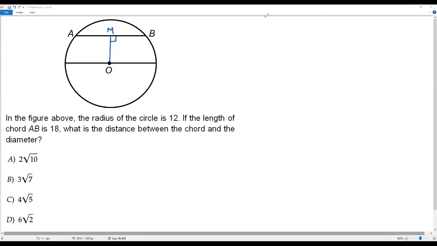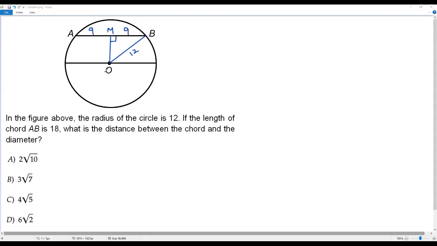Okay, now I'm going to connect the center O and the point B on the circle. Then OB represents the radius of the circle. The question says the radius of the circle is 12, so the length of OB is 12. Whenever I draw a perpendicular line segment from the center of the circle to any chord inside the circle, the perpendicular line segment will bisect the chord. That is, the perpendicular line segment OM will divide the length of the chord AB into two equal parts. We know that the length of the chord AB is 18 units, so this 18 units length will be divided into two equal parts by OM. So the length of AM is 9 and the length of MB is 9.